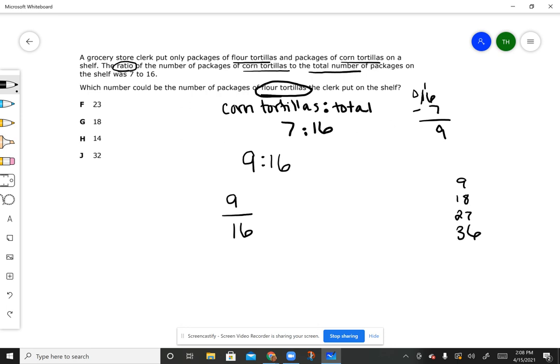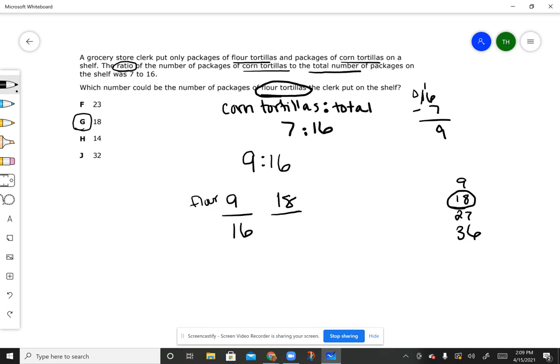36, okay? And the question is asking how many packages of flour tortillas, and I know that the 9 represents my flour tortillas. So I'm going to see if one of my multiples of 9 is listed as an answer choice. And I see that 18 is listed as an answer choice. So if I were to multiply 9 times 2, because that's how many times 9 is listed, 9 times 2 would be 18.